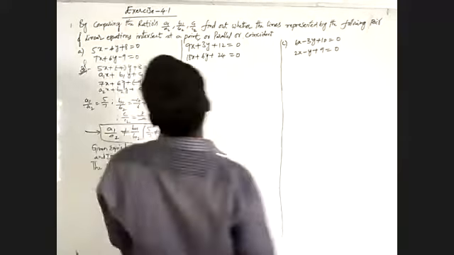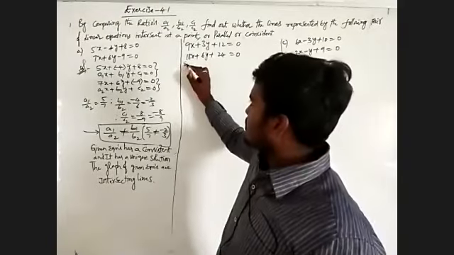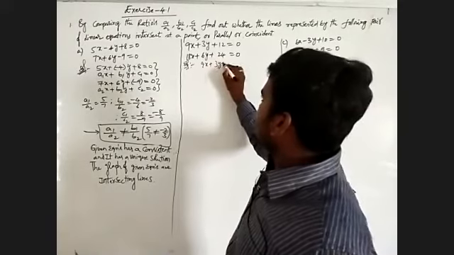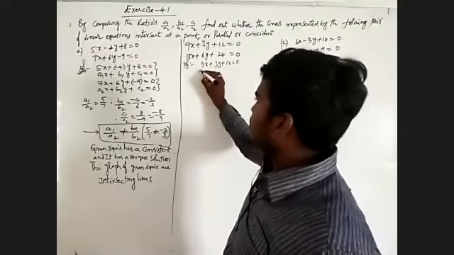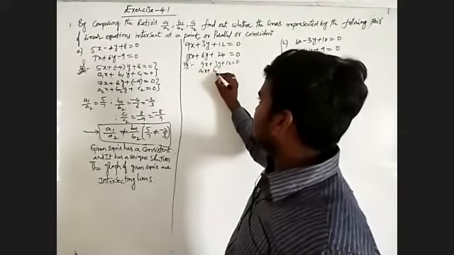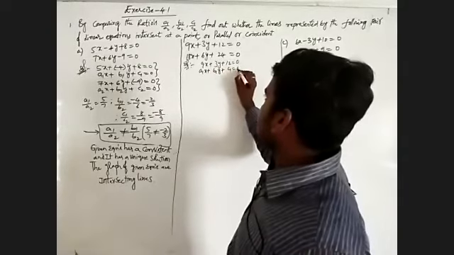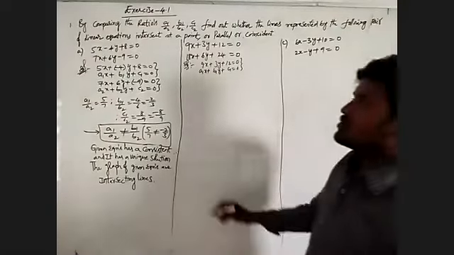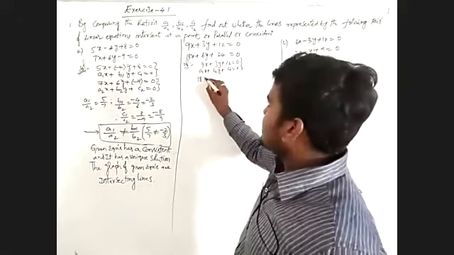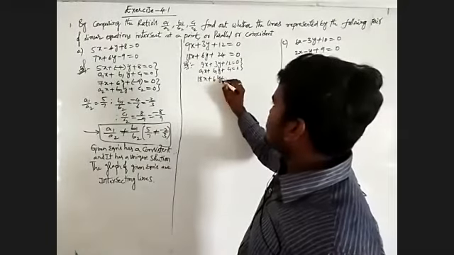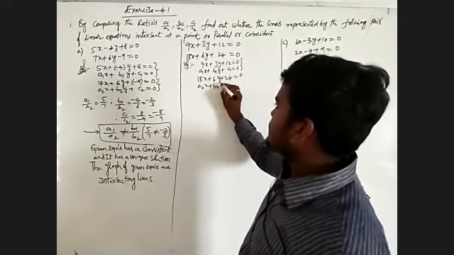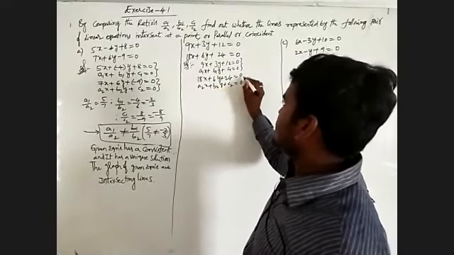So I am going to the second one. 9x plus 3y plus 12 is equal to 0. This we compare with a1x plus b1y plus c1 equal to 0, where a1 is equal to 9, b1 is equal to 3, c1 is equal to 12. After that, 18x plus 6y plus 24 must be equal to 0, compared with a2x plus b2y plus c2 equal to 0.